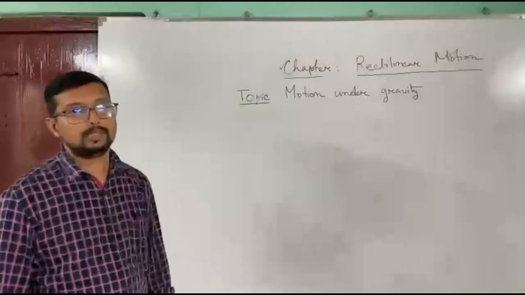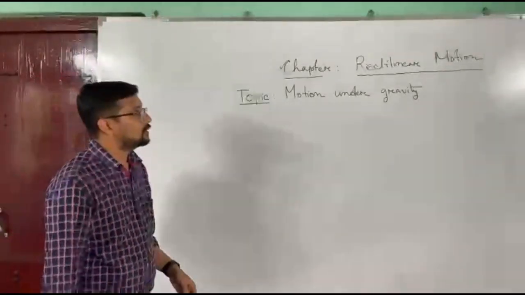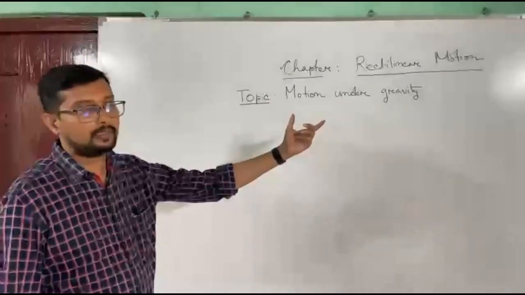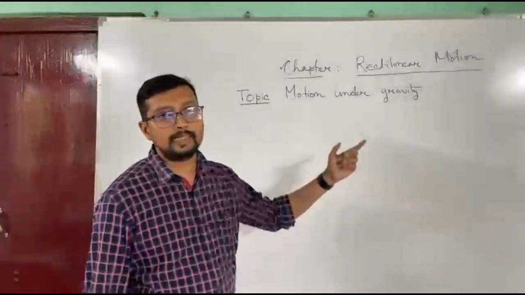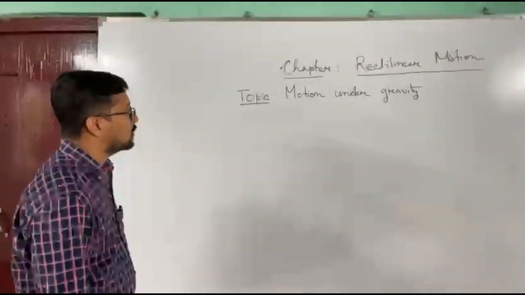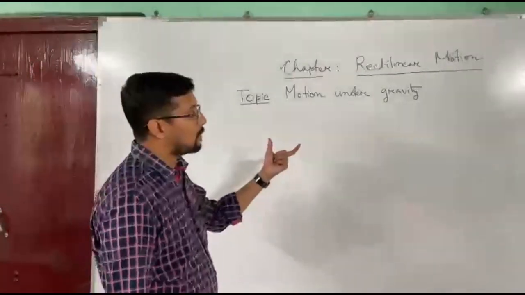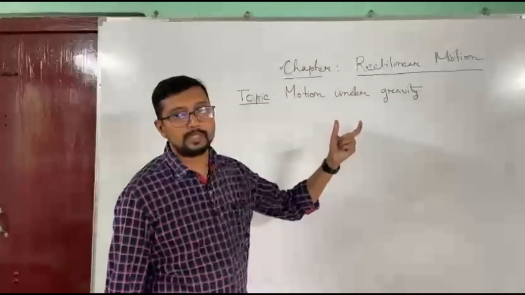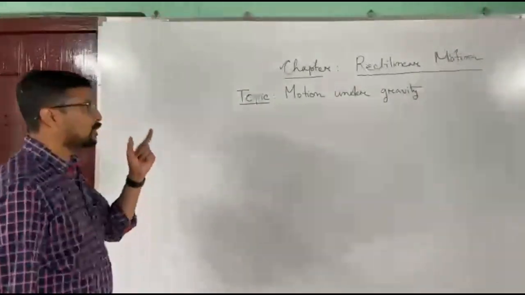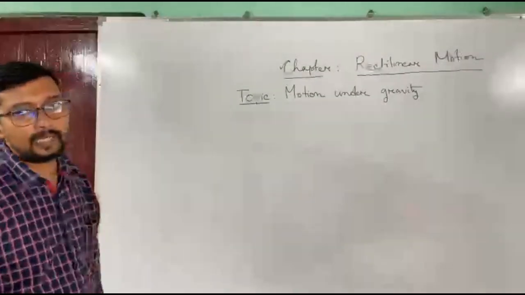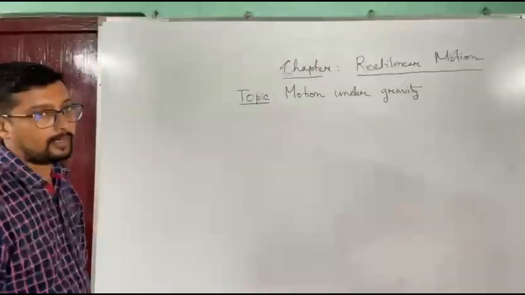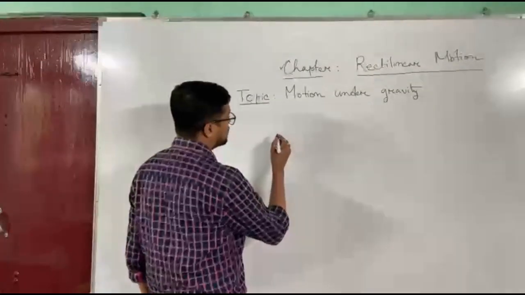Dear students, let us today discuss the topic called motion under gravity under the chapter rectilinear motion from class 11 physics. Motion under gravity comes under rectilinear motion, that is motion along a straight line. This topic we study with three different subheadings, subtopics.